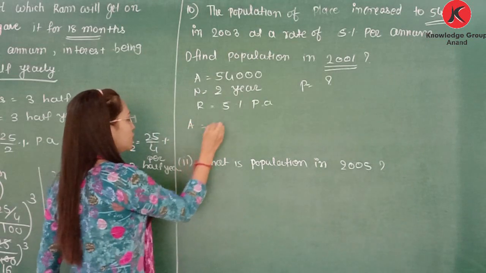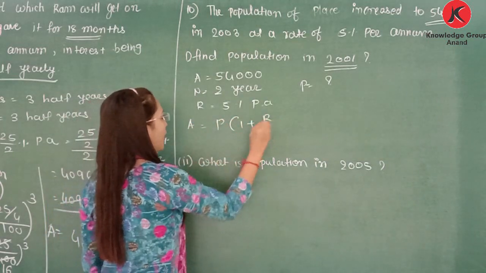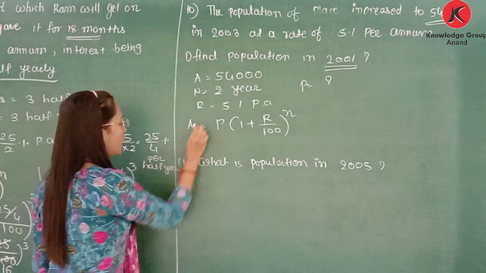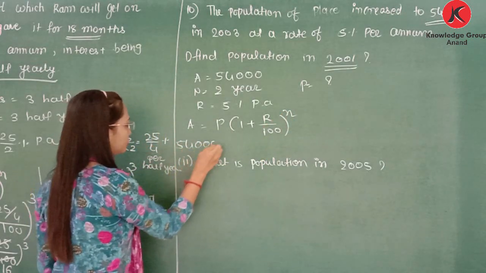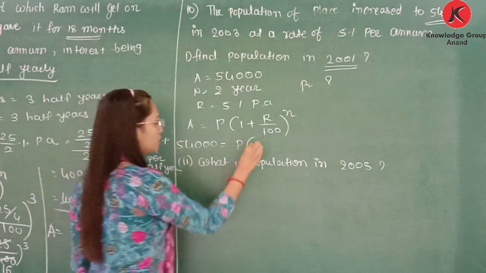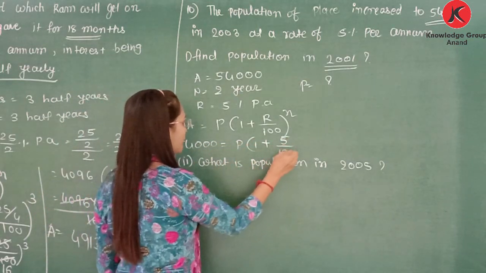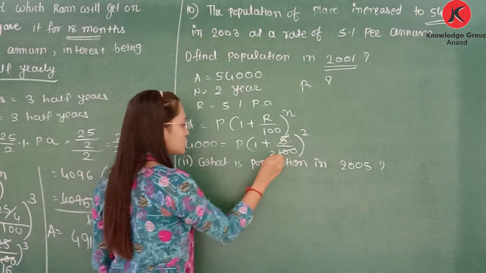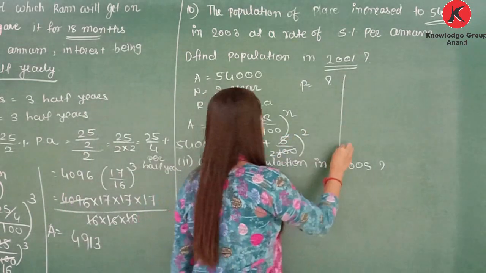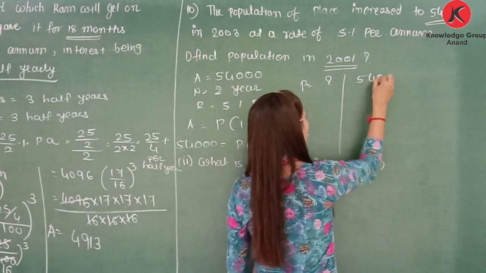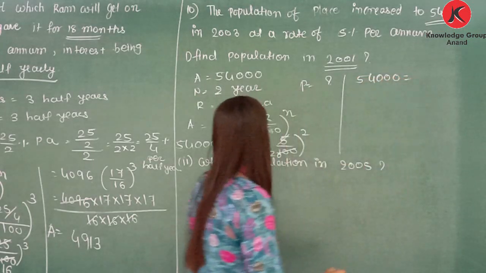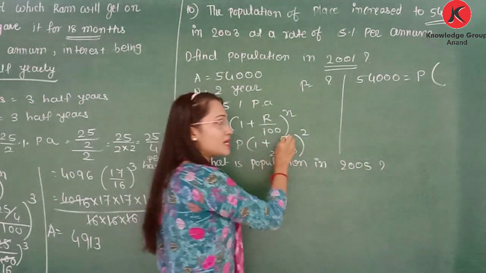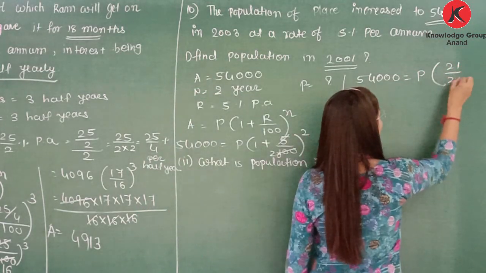So A equals P times 1 plus R divided by 100 raised to n. Now write the values. So here amount is 54,000. P we need to find. Rate of interest is 5 divided by 100, raised to 2. Here we can cancel out this. So we get 54,000 is equal to P times 21 by 20 raised to 2, since 20 plus 1 is 21.